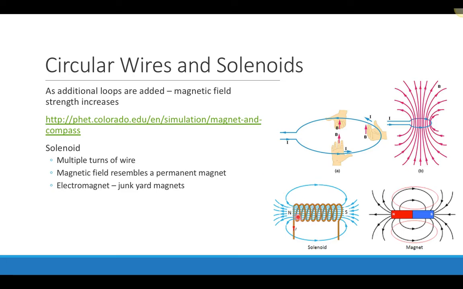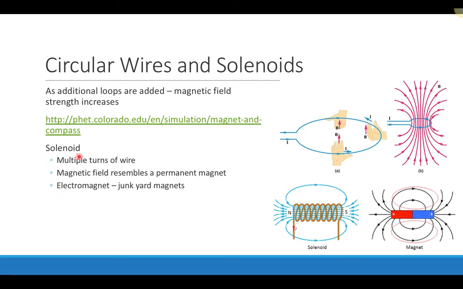So here's a picture where I have lots of loops of wire, and in the center of those loops, the magnetic field is pretty straight, just like a bar magnet. And at the end, it appears that the magnetic field is pointing straight, but then curves back around to the south. This is called a solenoid, and a solenoid is essentially an electromagnet. And here's the same type of picture of just the bar magnet. If I look at the lines, the magnetic field lines look very similar to one another.